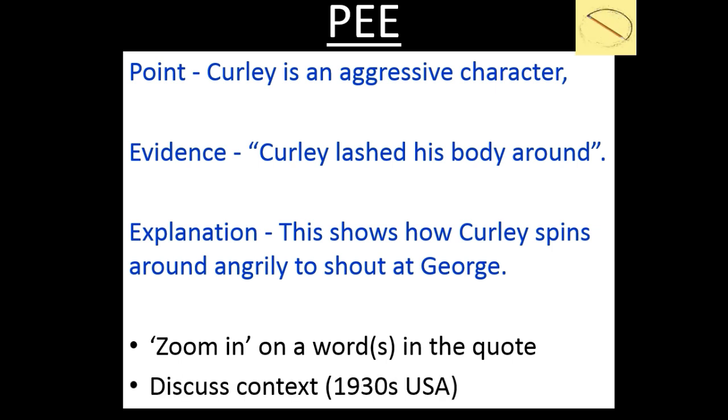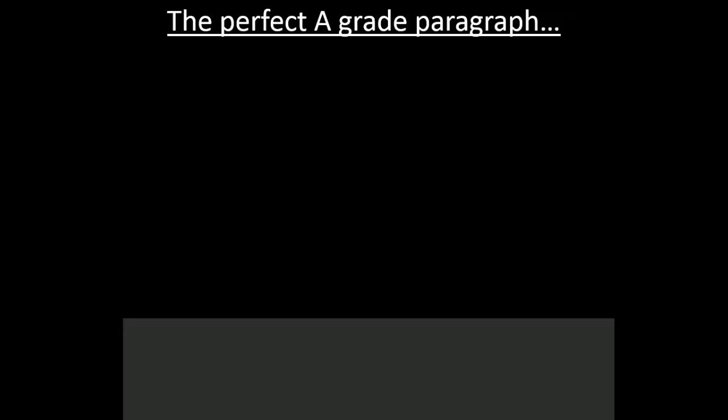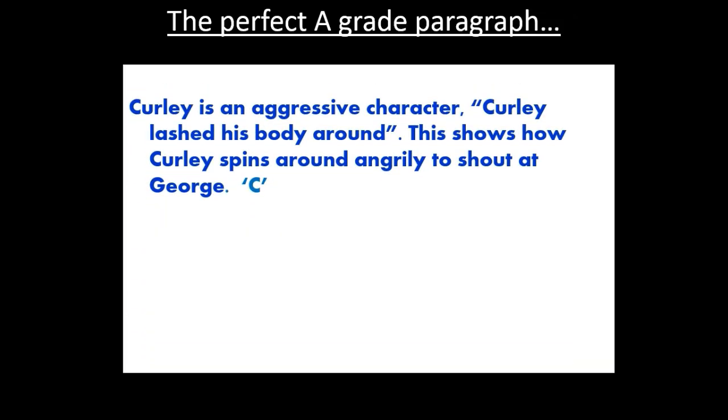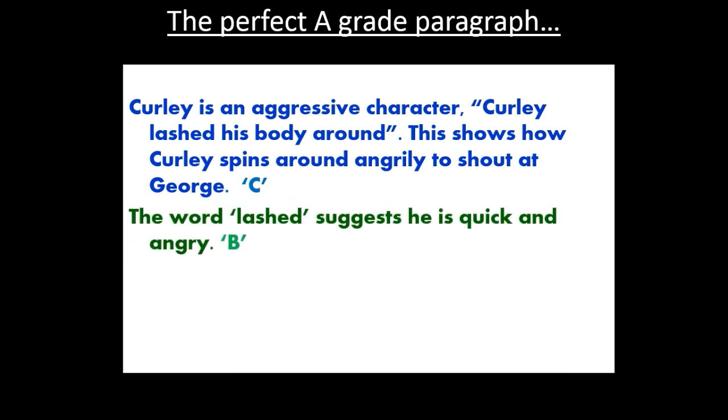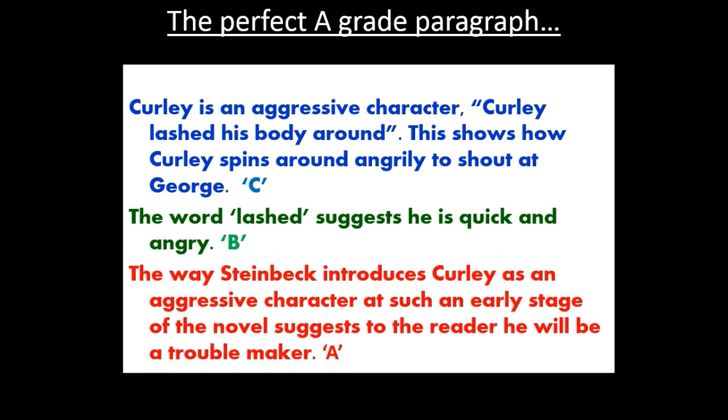The other way is to talk about 1930s America or context. You might not be able to talk about 1930s America in every single paragraph, but you should be able to do it in most. So if we look at a perfect A grade paragraph, we basically have the paragraph that I've just mentioned. So that would be your low C. So I've got a point, I've got evidence, and I've got explanation. If I zoomed in on the language, the word or the verb lashed suggests he's quick and angry, that would be looking at a B.